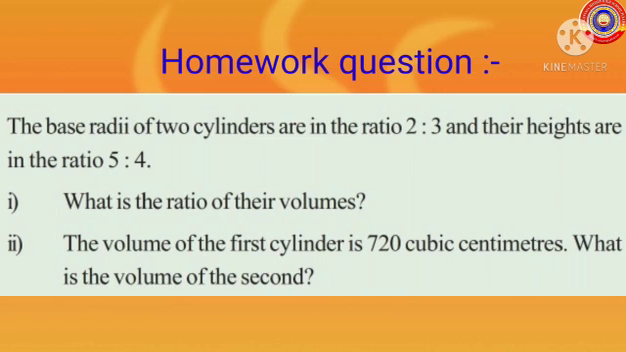Now the second question is, the volume of the first cylinder is 720 cubic centimeters. What is the volume of the second? To find the volume of the second cylinder, you have to find out what part of the total ratio of the volumes is the second cylinder. You will get the ratio of the volumes from the first sub-question. So, you have to find 720 into the number representing the ratio of the second volume divided by the number representing the ratio of the first volume. Okay. So try to do this question in your maths now. Okay, we will discuss the answer in the next class.